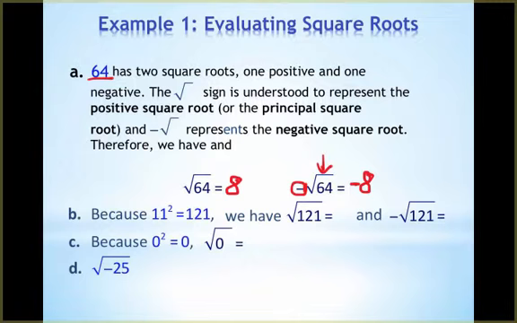Now, knowing that 11 squared is 121, then we can say that the square root of 121 would have to be 11, because 11 times 11 is 121. And negative square root of 121 would be negative 11. Since 0 squared is 0, the square root of 0 would have to be 0, because 0 times 0 is 0. The square root of negative 25, again, thinking about what number times itself would give me negative 25, well, there is no number that does that, so we call that a non-real solution.